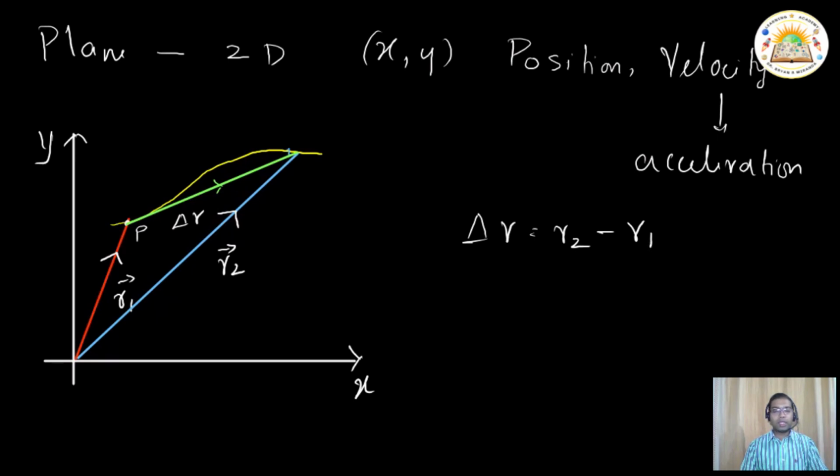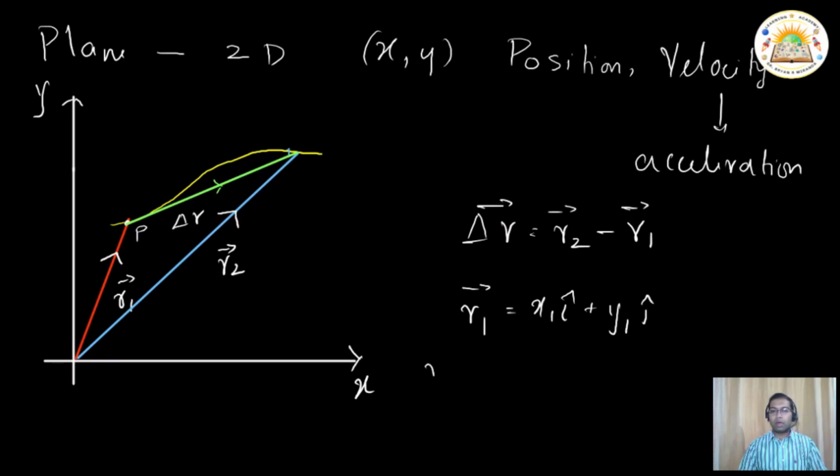Now in order to understand this a little better, what we can do is drop the perpendiculars onto the x and y axes, so we can define what R1 and R2 are. In the sense, if I take all of this as vectors, R1 vector would be nothing but x1 i cap plus y1 j cap. Similarly, R2 vector would be x2 i cap plus y2 j cap.